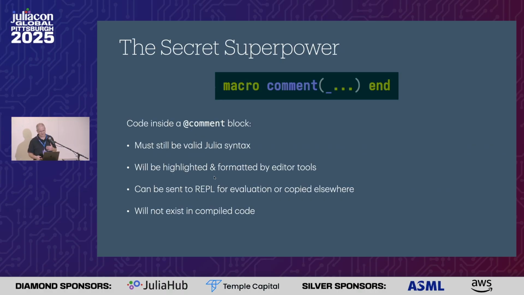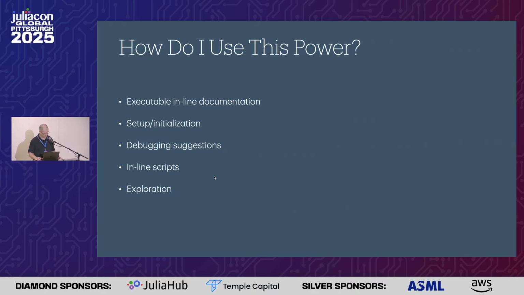And because your editor doesn't know that the macro is just eliding the code, it's still going to treat it as Julia code. It's going to highlight it. It's going to format it. But because you basically can operate without consequences, you can do whatever you want within the comment block. Send it to the REPL, which doesn't know it's in a comment block, right? So if you just send a couple of lines from a comment block, it doesn't know that it should ignore it. It will evaluate whatever you send. And again, because it doesn't exist in the compiled code, you're free to pipe whatever you want. It's a sandbox to play in.